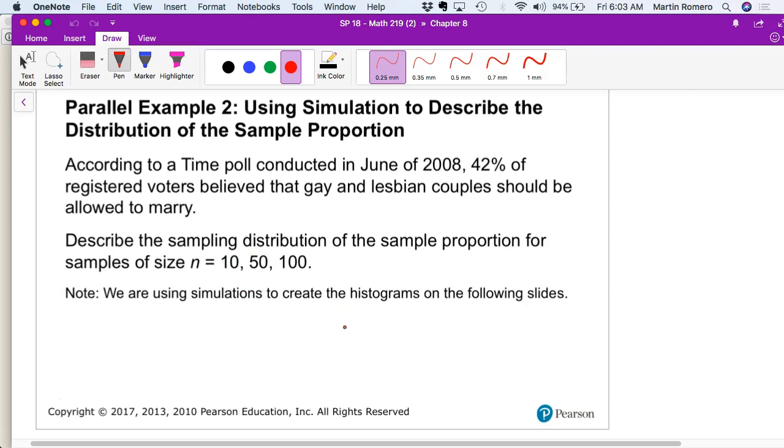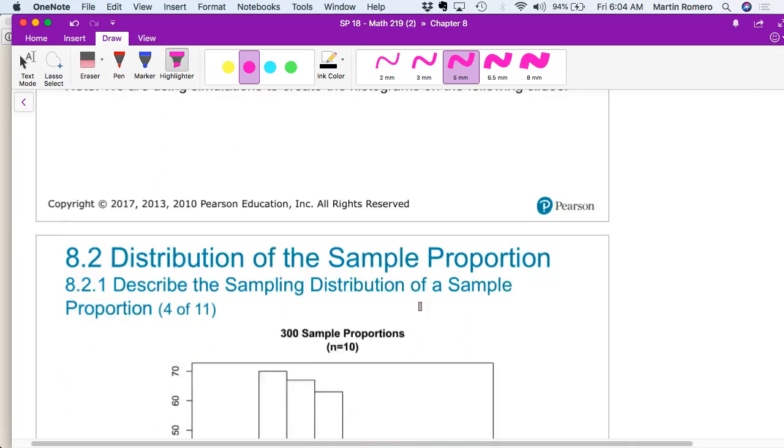Here's this word again. We'll define it on the next page, but here's this word, sampling distribution. What we're going to do is sample multiple times and then look at the distribution of those results. So not just sample once, but many times. When we sample, we're going to sample 10 people, and then what would happen if we sample 50 people and 100 people? We did that multiple times.